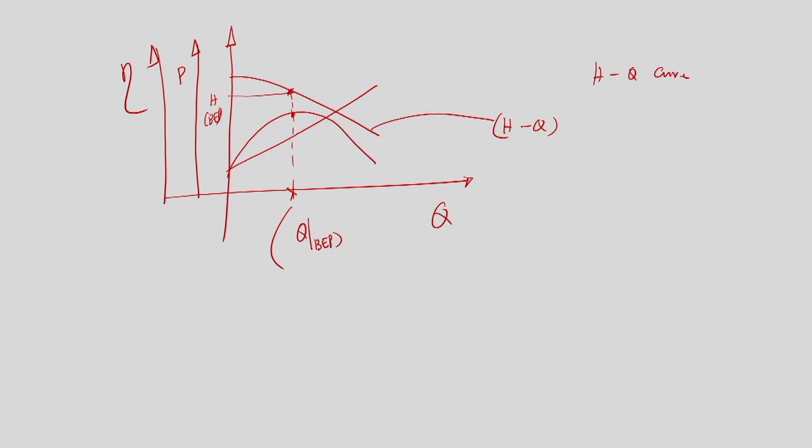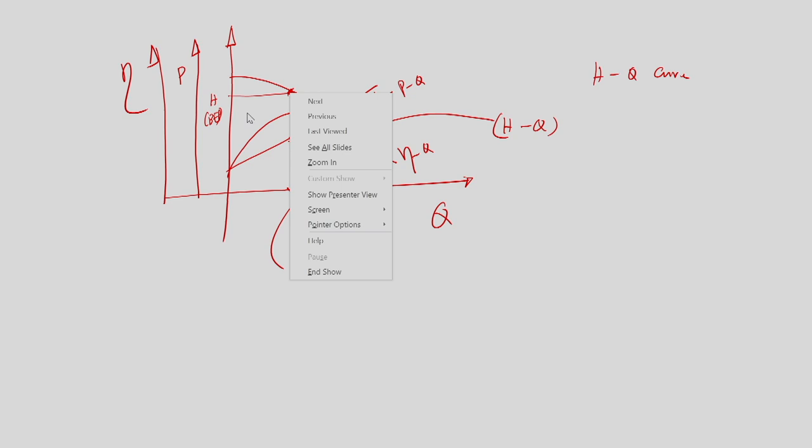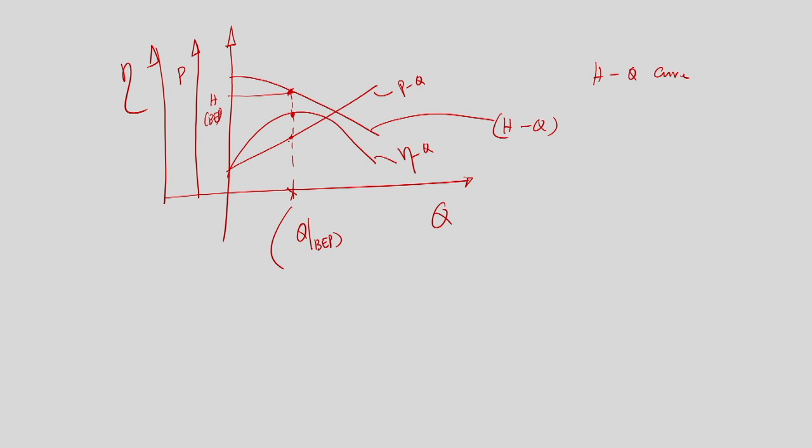We can obtain efficiency because we know the head being developed by the pump. The power developed by the pump will be rho Q g into H. At the same time, we know how much electric power we are supplying, so I can obtain the power supplied to the pump. From there I can calculate efficiency, and I can calculate power, that is rho Q g into H. So, this is P versus Q, this is eta versus Q. This is the best efficiency point, and the discharge and head corresponding to this point are known as head at best efficiency point and discharge at the best efficiency point.